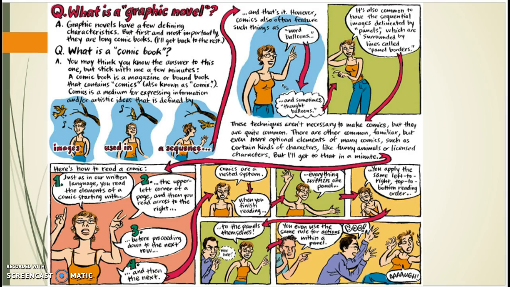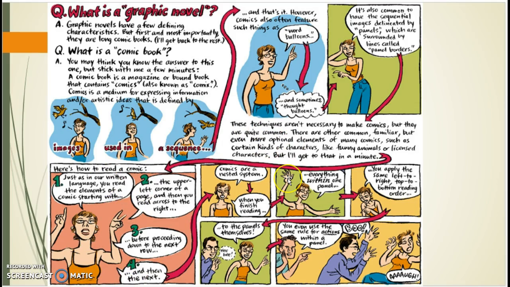So here we look at the flow, the images used together, the word balloons, panels. Panels are going to be a big thing as well. Thought balloons, not what the character outright says, what the character is thinking. Notice the little circles there and usually curly lines. So you can see our heroine talking about how to read.